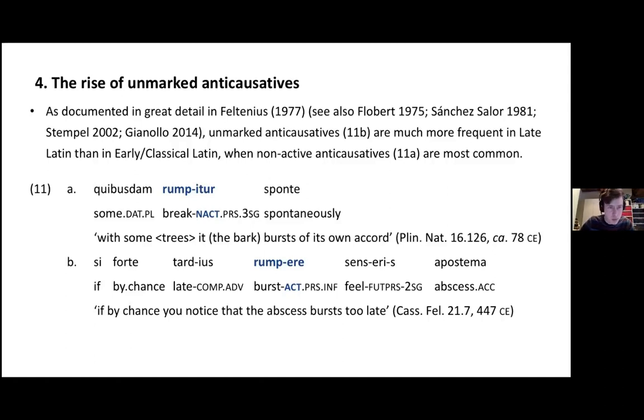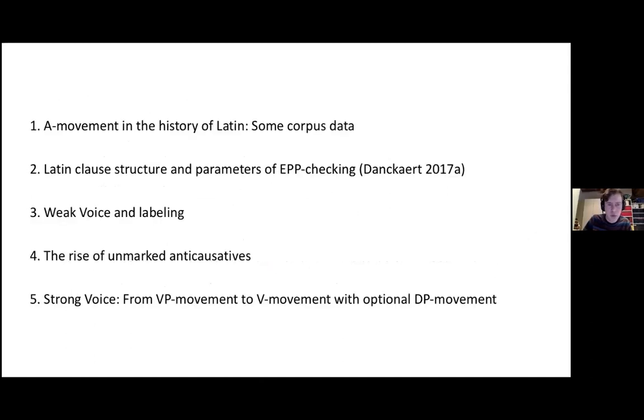The unmarked anticausatives in 11b, so basically the language goes through a phase of this being more and more popular. In a later stage, these are largely supplanted by anticausatives marked with a reflexive, but those are very rare in late Latin. Now, that means that we need to think about what this could mean for our story of labeling.